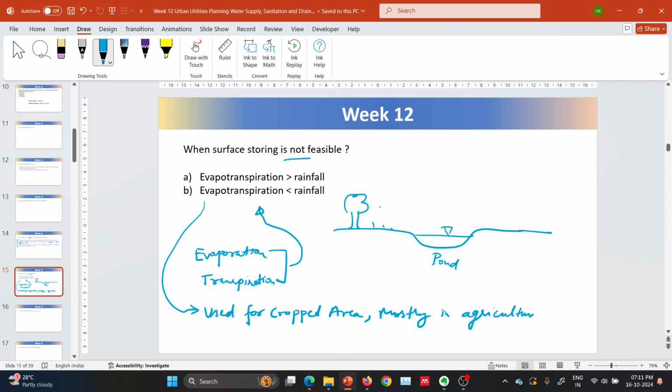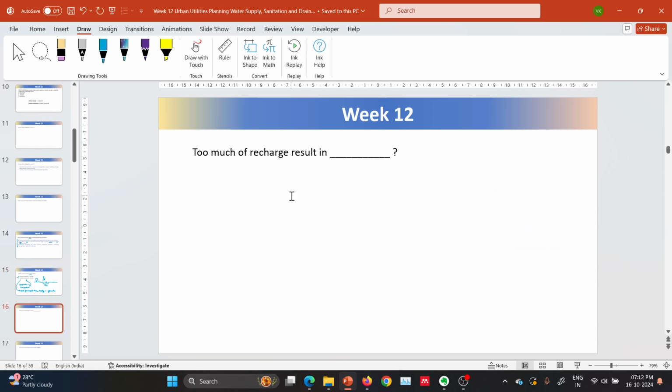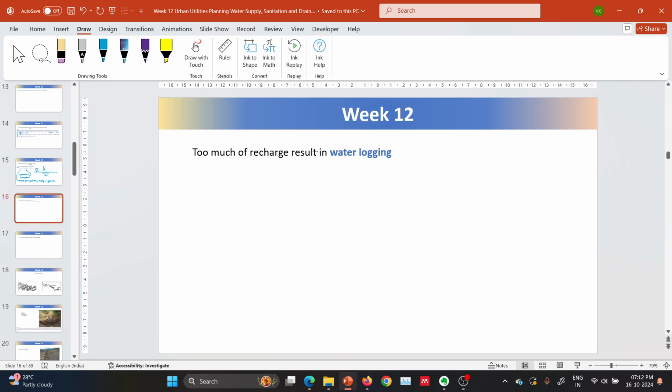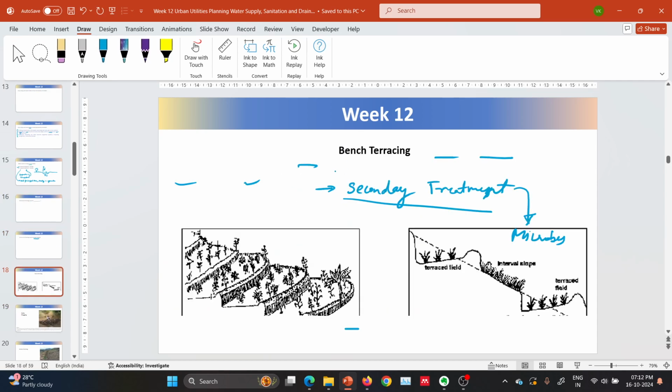So when evaporation is more, the water will go and form clouds, and if rainfall is less, then this will not be feasible. So it is not feasible when evapotranspiration is more. When evapotranspiration is less, then it can work. A is the correct answer. Too much recharge can lead to waterlogging, that we understood.